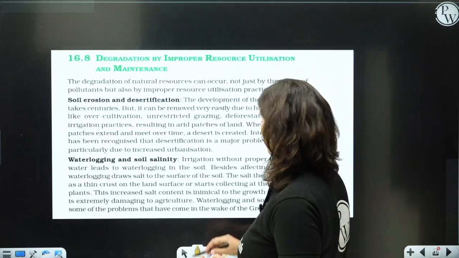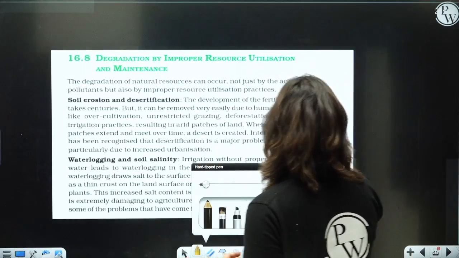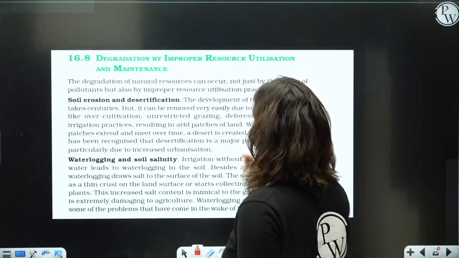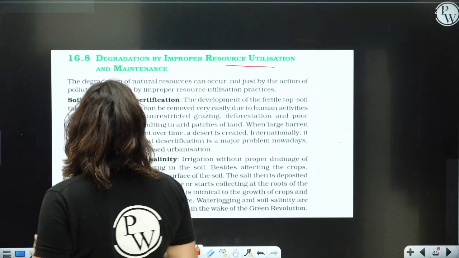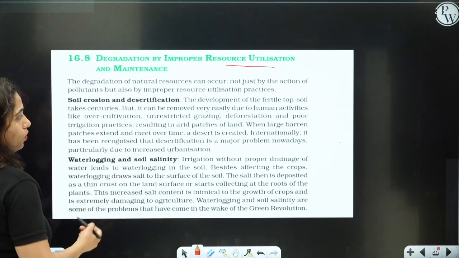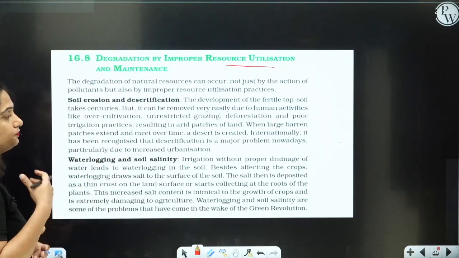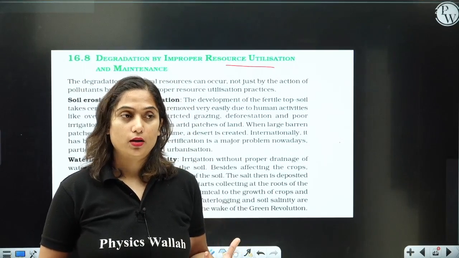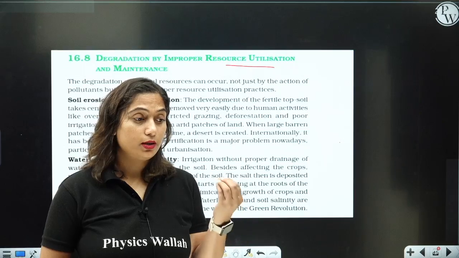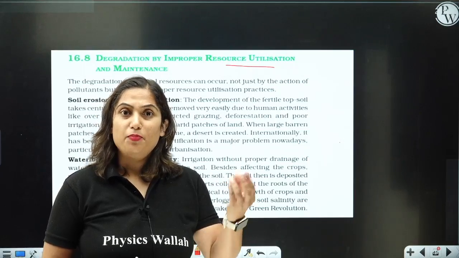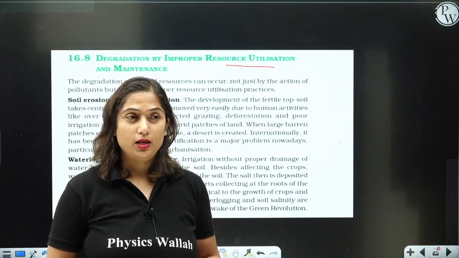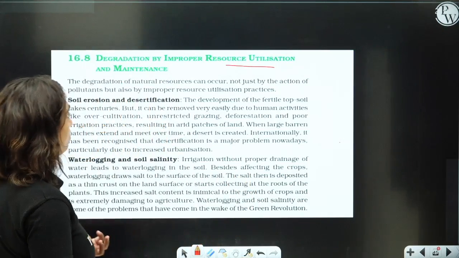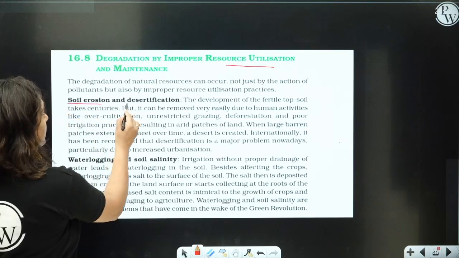Now, degradation by improper resource utilization. Okay, so as we know, by the uncontrolled use of soil, the farmers do not keep their land bare for some period of time. They overuse the soil, they exploit the soil. That can cause soil erosion and desertification.